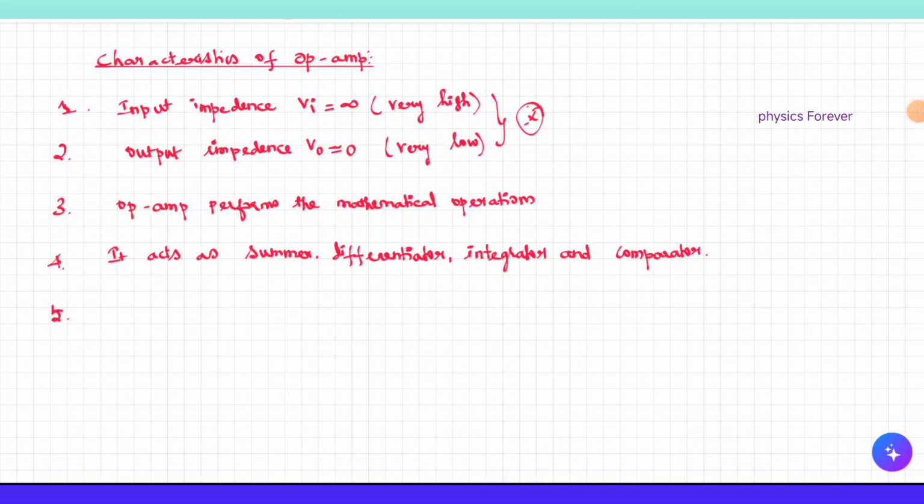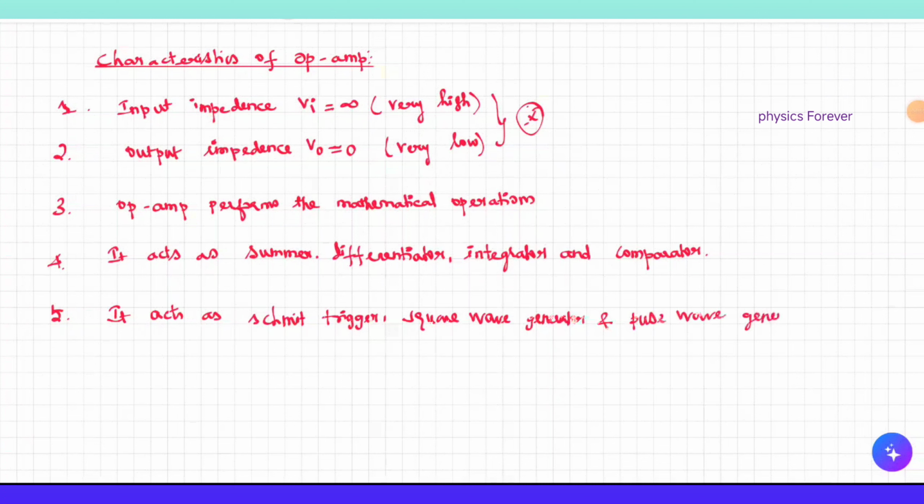Then fifth, this is the most important: it acts as a symmetric square wave generator and pulse wave generator. Okay, so then the last one, CMRR is infinite.